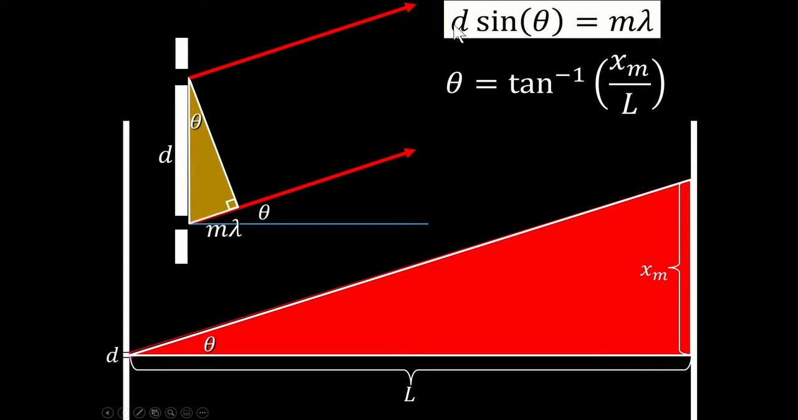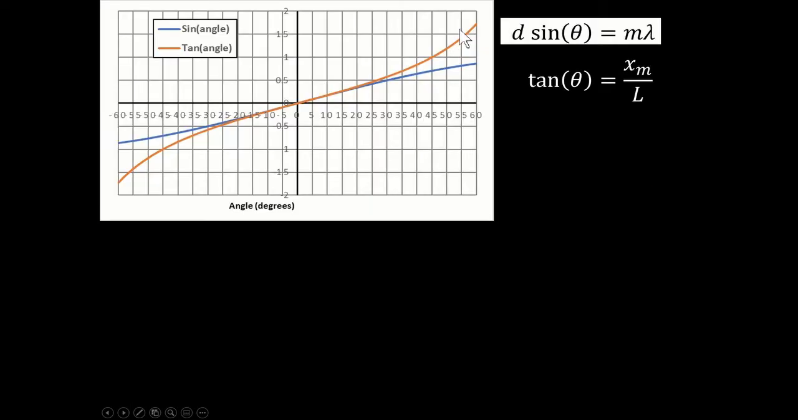If we know the distance between the slits, we can find the wavelength. If we know the wavelength, we can find the distance between the slits. And there's one other approximation we can make, is that for small angles, sine and tangent are very close to the same value. So this blue line down here at minus 90 degrees, this would be at a minimum, and positive 90 degrees, this would be up at a maximum. And tangent curves around like this.